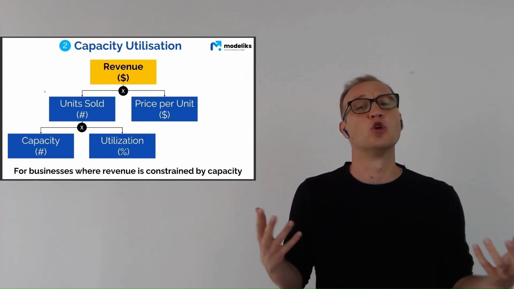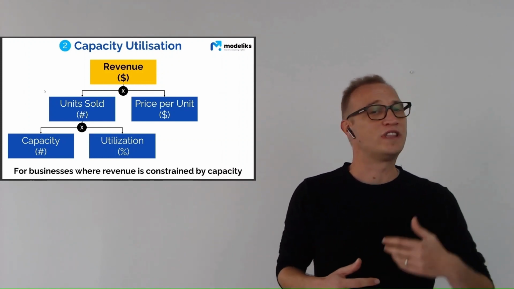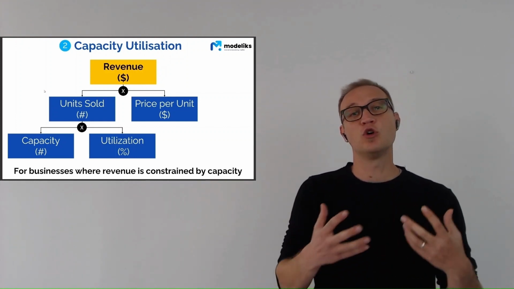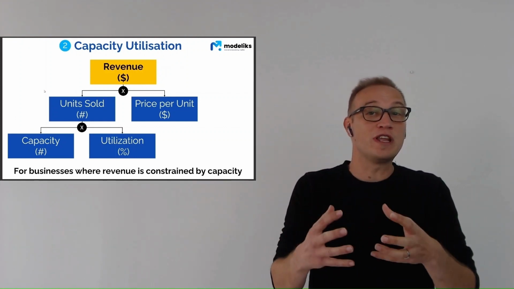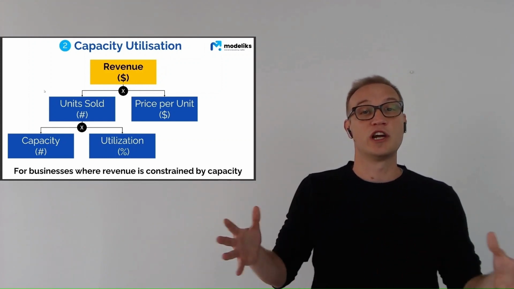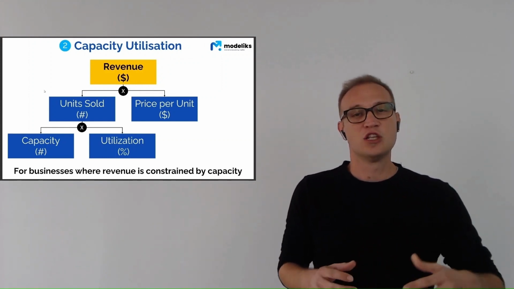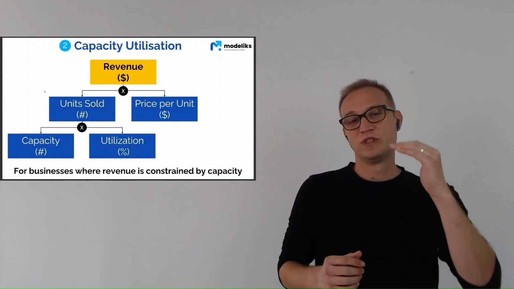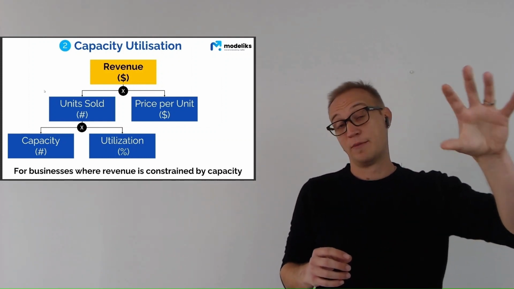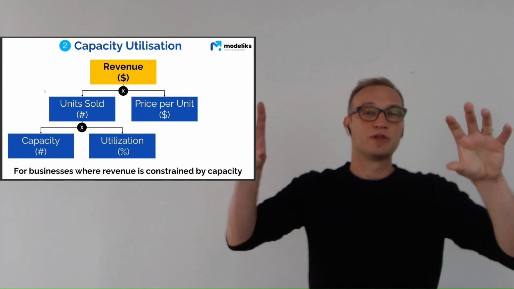A good example is a hotel. A hotel with 10 rooms cannot generate an infinite amount of revenue. The revenue the hotel can generate is constrained by the total number of rooms which they have and the number of days in which the hotel is open. So in order to calculate your revenue for a hotel, for example, you would still use the number of units, or the number of rooms rented, times the price per room.